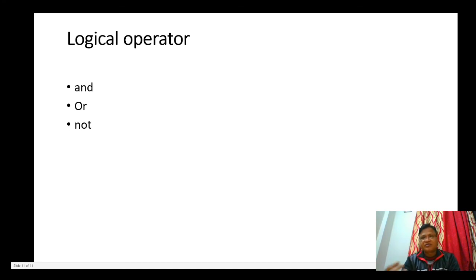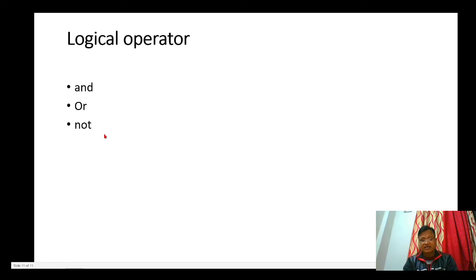So for example, if the final output is true and we apply the NOT operator, then the true value will change to false. And similarly, if false is the output and we apply the NOT operator, then the false will change to true. So the NOT operator is used to revert the output.